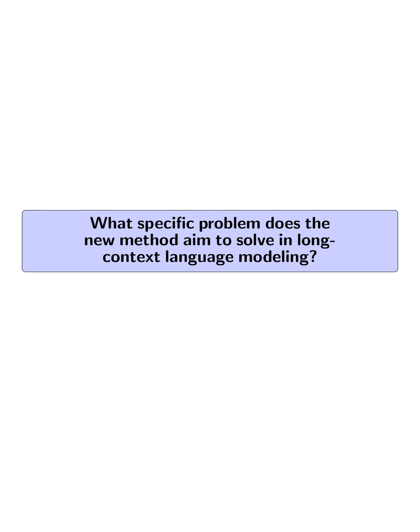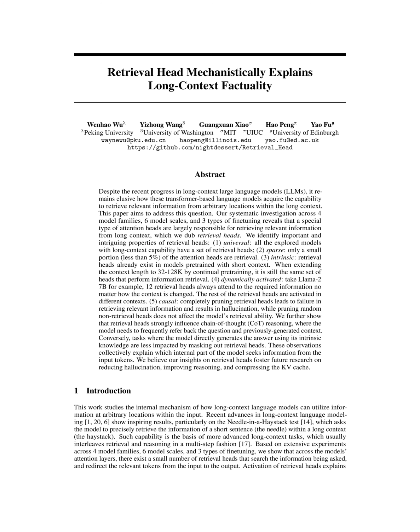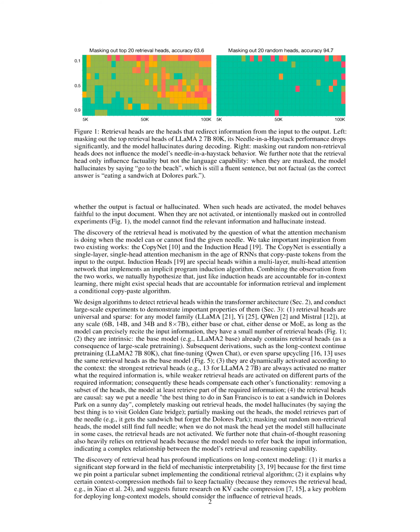What specific problem does the new method aim to solve in long context language modeling? The new method aims to solve the problem of how long context language models can effectively utilize information at arbitrary locations within the input. Specifically, the method focuses on detecting and understanding retrieval heads within the transformer architecture, which are responsible for implementing a conditional copy-paste algorithm to retrieve relevant tokens from the input and redirect them to the output.